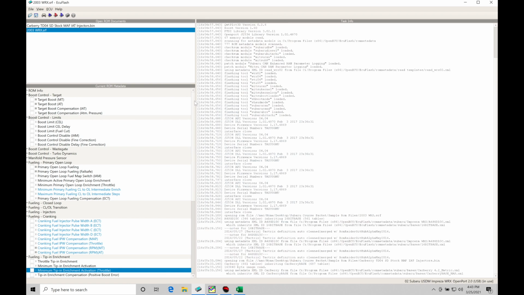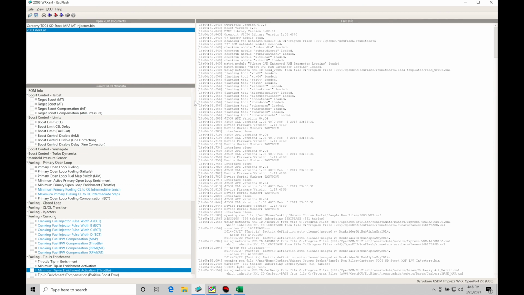Okay, so let's get started. We're going to be taking a look at working with our acceleration enrichment and deceleration fuel cutoff programming in our Subaru 16-bit applications. We'll find that we have to make sure both of these are accounted for so that the car has good drivability and good fuel economy. These essentially are going to be filling in the gaps in terms of our fuel delivery as we're driving around.